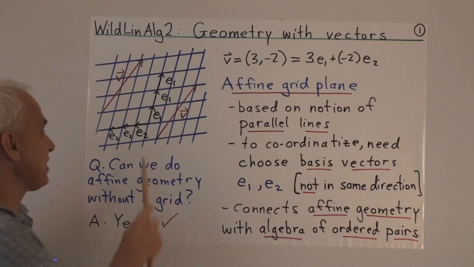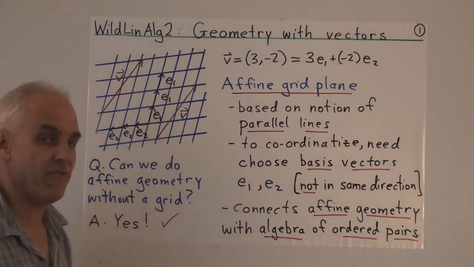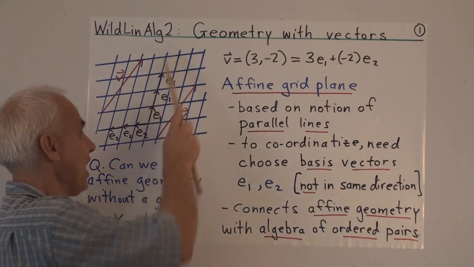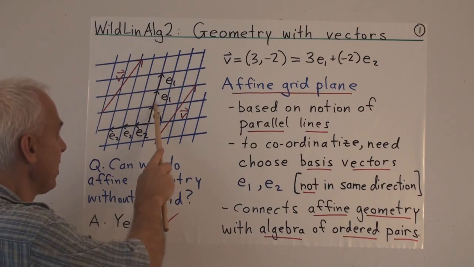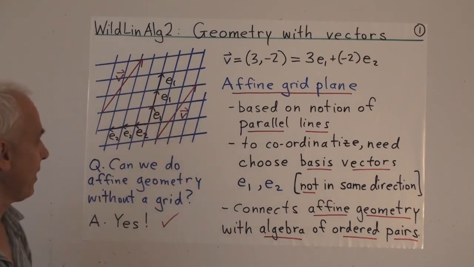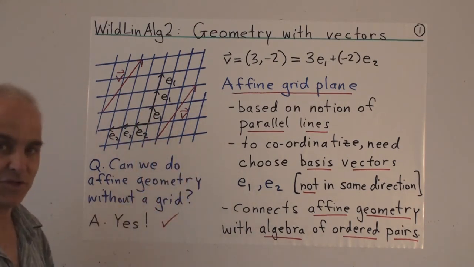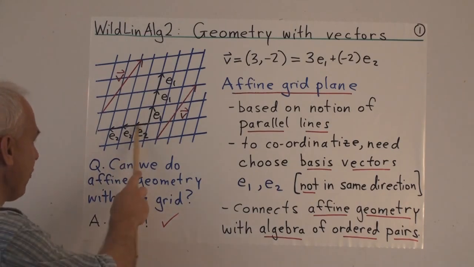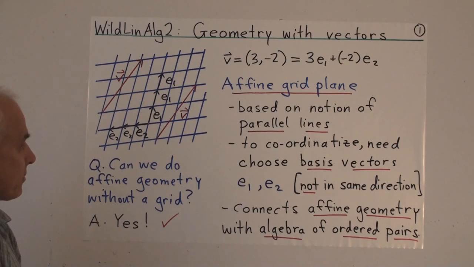So, for example, in this situation here, let's suppose that we choose this vector as the basis vector of the lines in this direction. So this vector from here to here is the same as the vector from here to here, well, the same as the vector from here to here, and that's called E1. And let's, in the other parallel lines, choose this as a basis vector, E2. So this is also E2, this is also E2, this would also be E2, and so on.